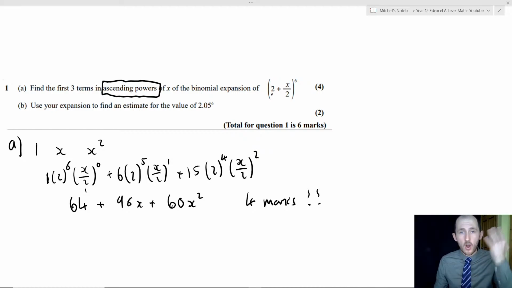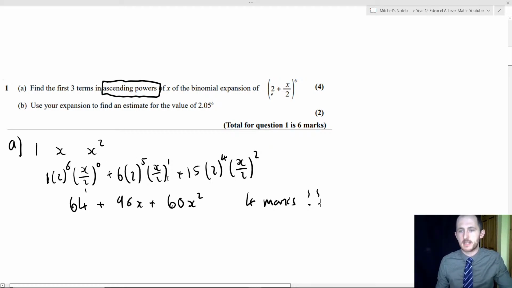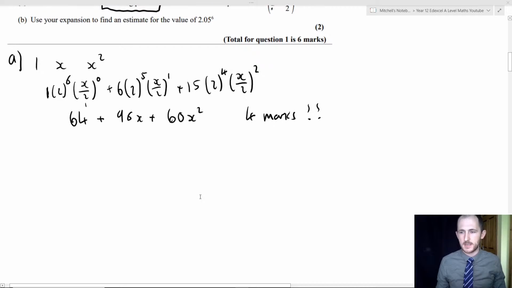4 marks? I did the whole thing on a calculator. How much brain power did I use? All I have to do is remember, reduce this power, increase this power. Reduce this power, increase this power. That's it. It is mind-numbing how easy that is. Okay? It's really not that tricky at all. Now the tricky bit is doing part B. But part A, which is 4 marks, 2/3 of the marks of the question, is that simple. Okay? So let's go down.